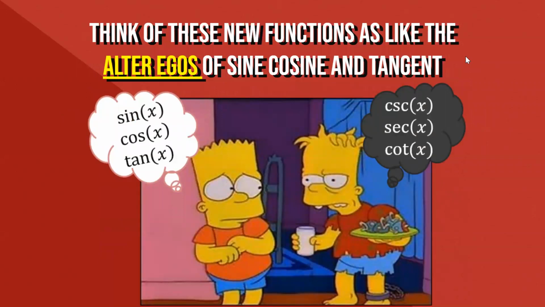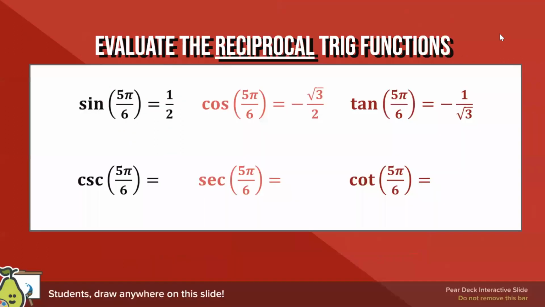Basically, these new functions are the alter egos of sine, cosine, and tangent, right? Or you can think of Bart and his evil twin, but they are just reciprocals. They are the same thing, just represented in a different way.